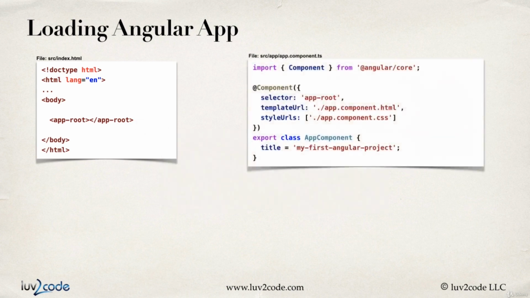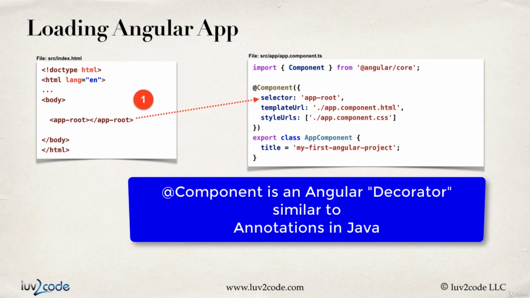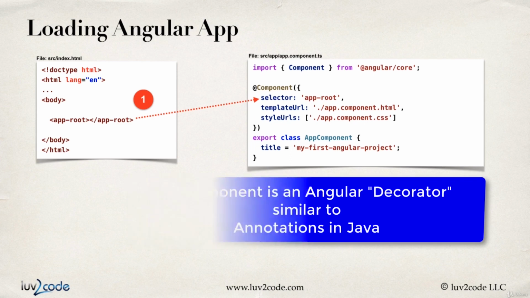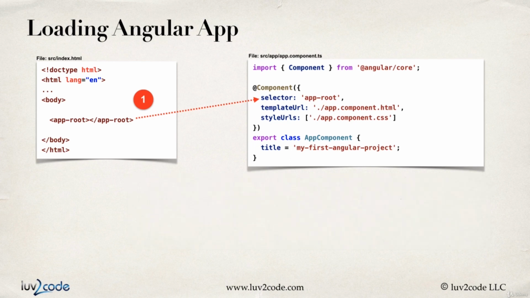So then you're probably wondering, well, where's app root defined? Well, it's defined in a component. So note here, we have this file and we have an @Component. So in the Angular world, this is called a decorator. It's very similar to an annotation in the Java world. So we have @Component, and then one of the attributes for this @Component is selector. So that's the actual name of that tag or custom tag that Angular recognizes. And you could give any name here as long as you're consistent between the two files.